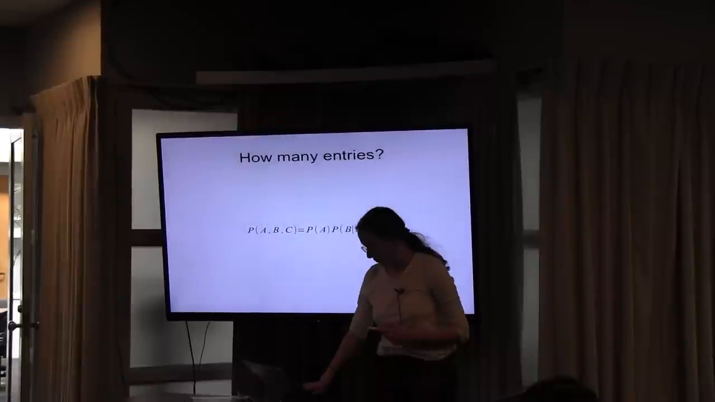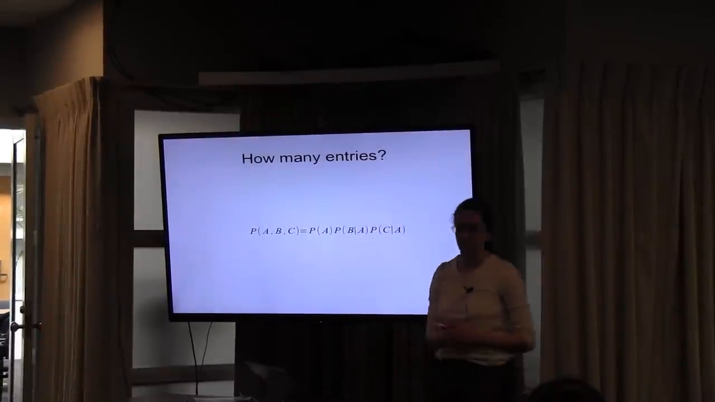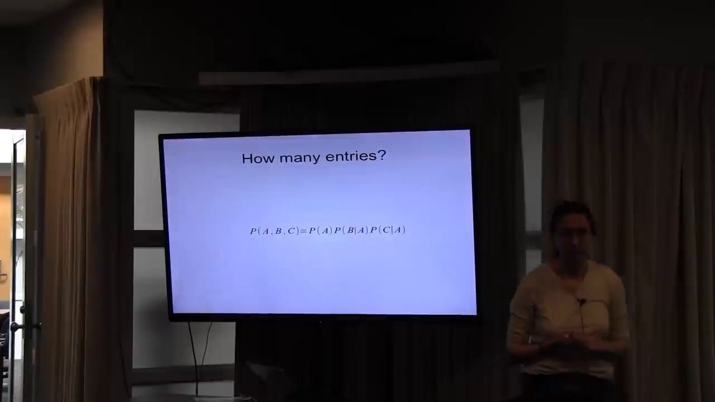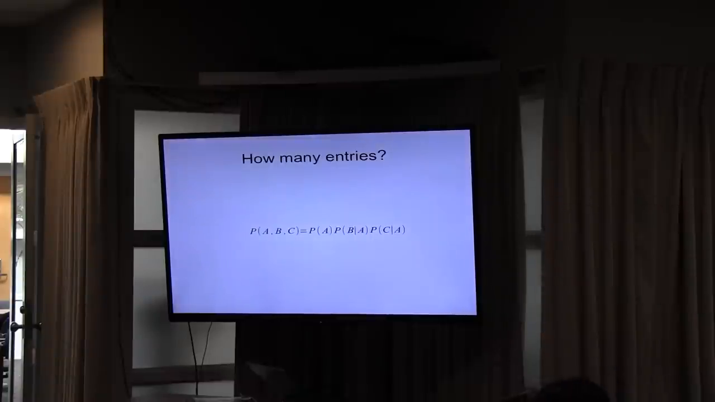Now that we have this form where we've gotten the probability of B given A and the probability of C given A, how many entries are in our table now? For just three variables. Remember we had 11 entries before, when we were doing the joint.